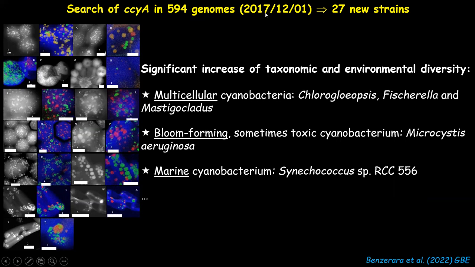We did that, one of the first times, in December 2017. At that time, in the public databases, we had 600 genomes of cyanobacteria available in the NCBI database. So we searched into these 600 genomes for calcyanine. We found 27 new strains.